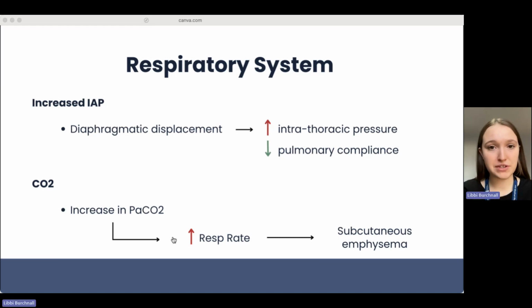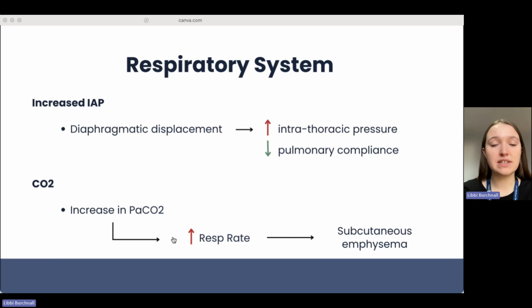And secondly, for the respiratory system, the carbon dioxide increases. As we said before, this increases the minute ventilation, and in turn the respiratory rate increases to try and get rid of that carbon dioxide. This can lead to something called subcutaneous emphysema, which is gas collecting under the skin. And if this is left for a long period of time, this can cause respiratory acidosis.